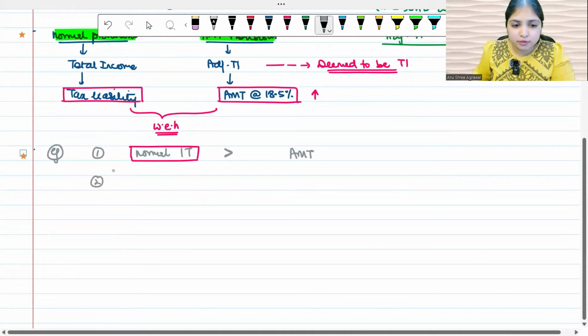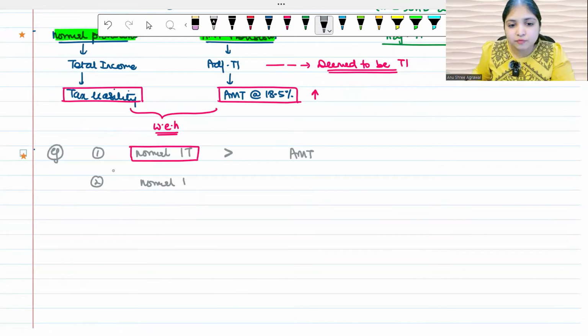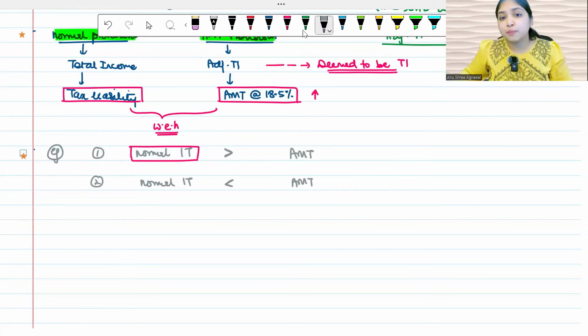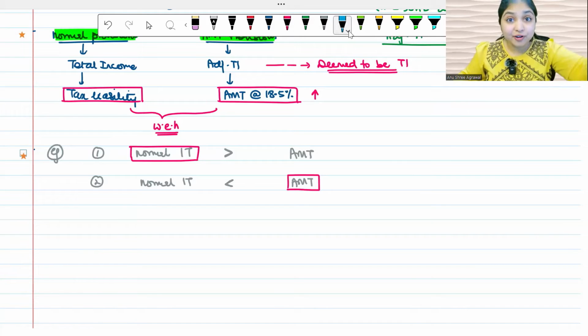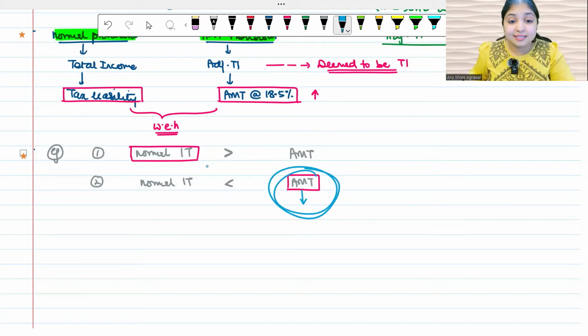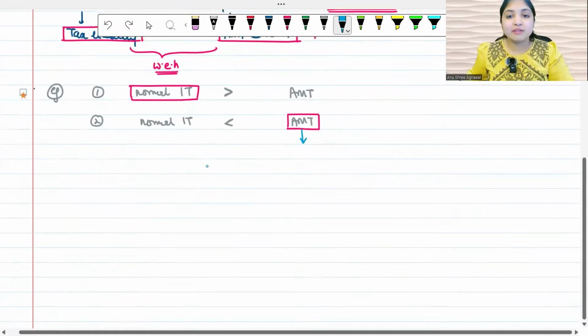But let us say, what if the normal income tax of the assessee was less than AMT, which means AMT was more than normal income tax? Then, of course, you will ask me to pay AMT, right? However, there is a catch. Whenever we pay AMT, that is, whenever AMT is higher than normal income tax, in that situation, a special provision comes into the picture. I'll repeat again. Wherever AMT is higher than normal income tax, whenever I'm paying AMT, why am I paying AMT? Because AMT is higher. In that case, there will be a special provision.